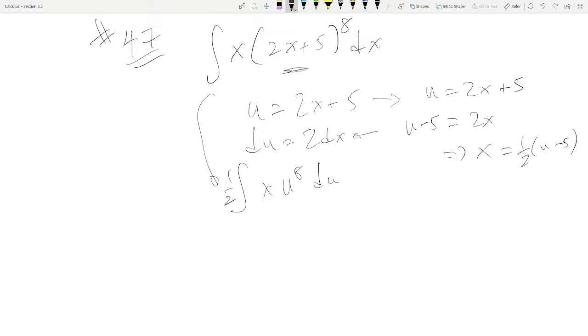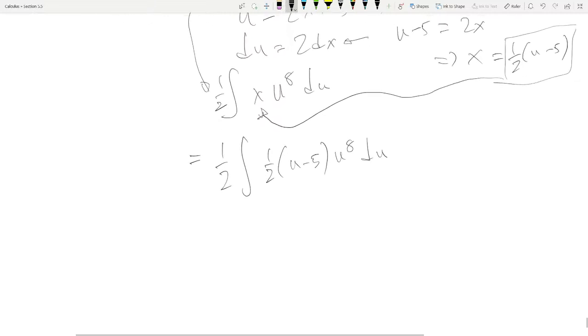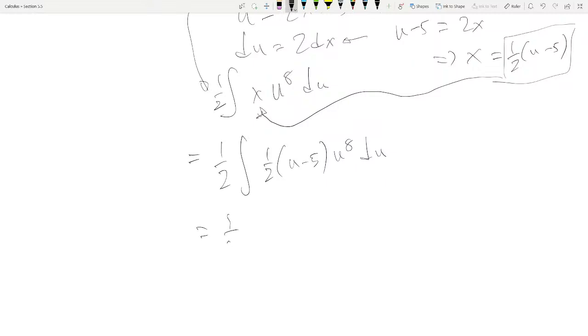Okay, and I can take that version of x and put it right there. So I have 1/2 integral, and I'm going to put all that in. I have 1/2 u minus 5 times u to the 8th. Let's do a little pre-housekeeping before we do our integral. We'll put the 1/4 out there, and then I have u minus 5 u to the 8th.